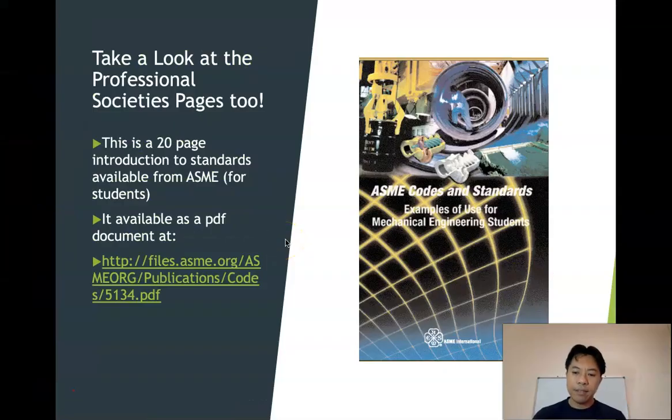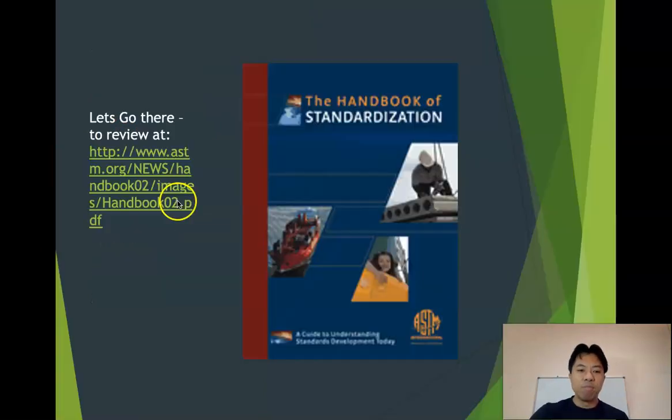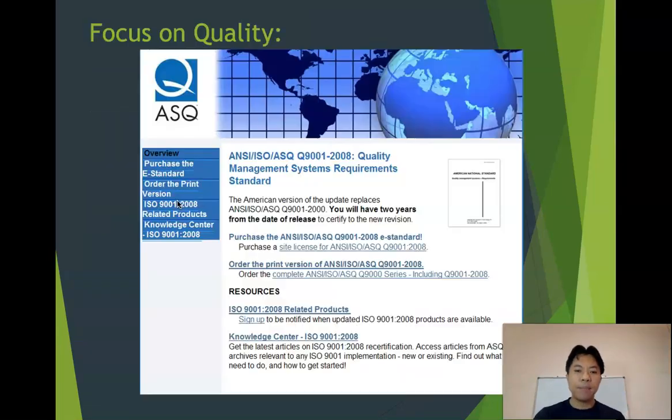Other than the marine-specific standards, we can also take a look at the professional societies' pages. Here is the American Society of Mechanical Engineers Codes and Standards, an example of use for mechanical engineering students. You can download this 20-page introduction to standards, and they teach you how to read the standards. And this is the handbook for standardization for ASTM, and this is the ISO 9001:2008 Quality Management System Requirements standard.